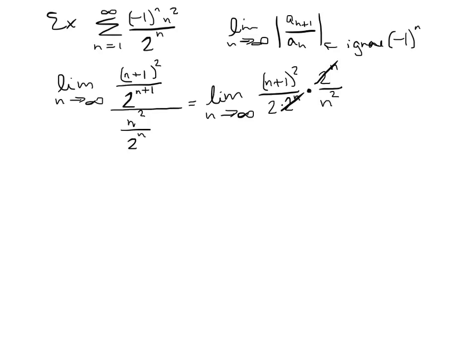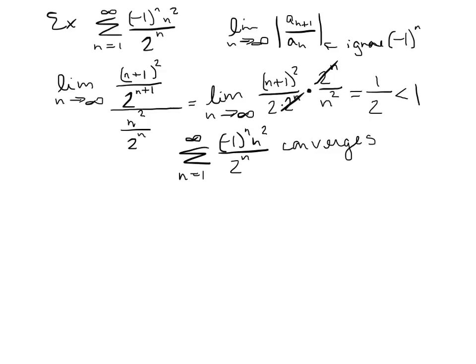And notice that the 2 to the n's will cancel. I now have a power of n squared in the numerator, a power of n squared in the denominator. In the numerator, the number out in front of n squared is 1. In the denominator, the number out in front of n squared is 2. And now I go back and look at the ratio test. That is our limit. It is less than 1, which tells me that the sum of negative 1 to the n, n squared over 2 to the n converges. And we used the ratio test.